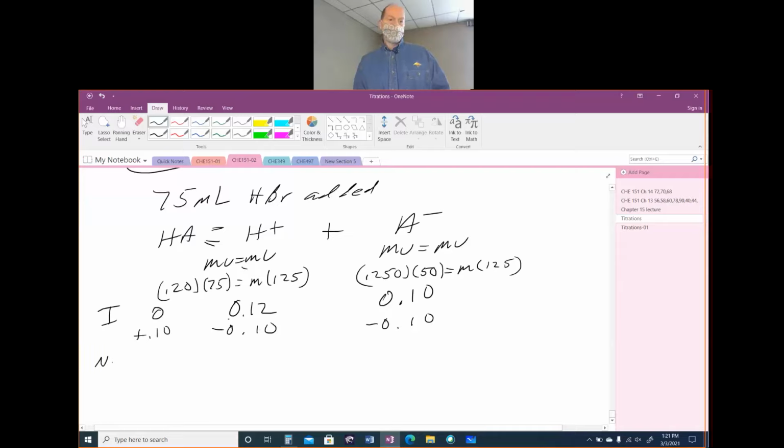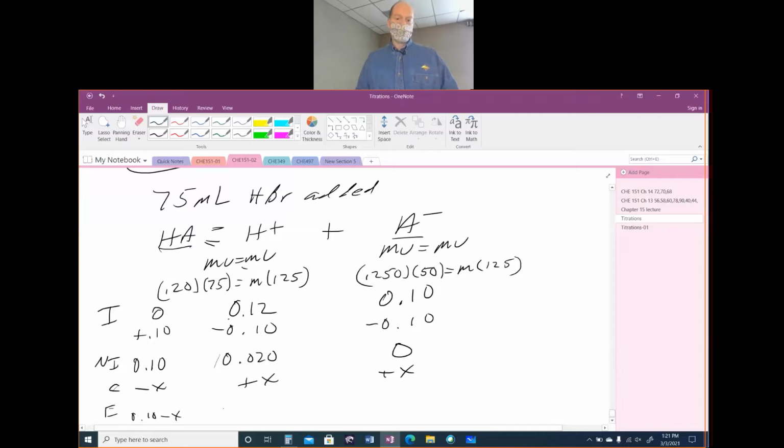So now you have your new initial where you have your 0.10 HA, your 0.020 molar for your H plus, and 0 for your A minus. So you do not have a buffer. You have a concentration of HA, but you do not have a concentration of A minus. And so you're going to have to go to equilibrium. So minus X, plus X, plus X. Then at equilibrium, you have your 0.10 minus X, your 0.020 plus X, and X.